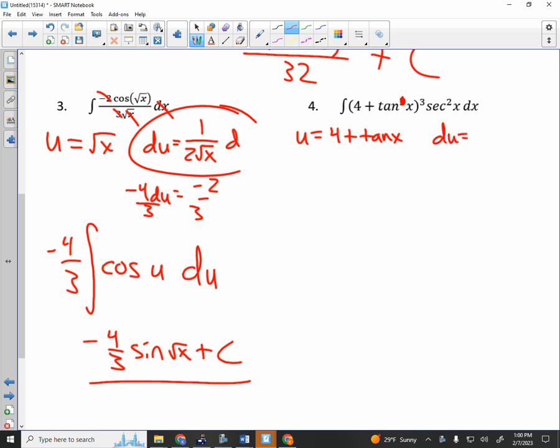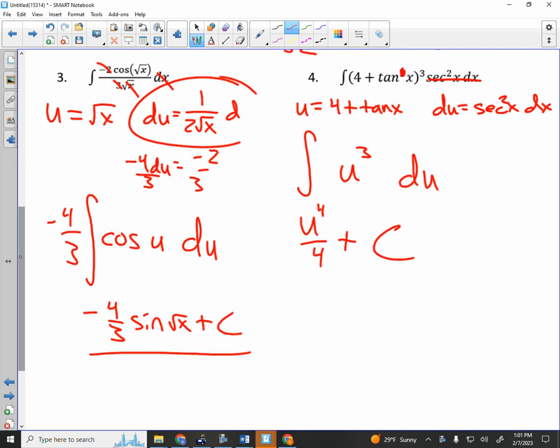What is the derivative of 4? 0. What's the derivative of tangent? Secant squared of x dx. So you have to know all of your derivatives and your antiderivatives for the test. Notice that I get to take care of, as I write down integral du, what do I get to cancel out up top? Yep, that's gone. What remains? U cubed. Simple antiderivative. What is it? U to the 4th over 4 plus c.